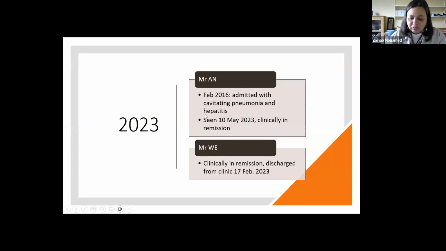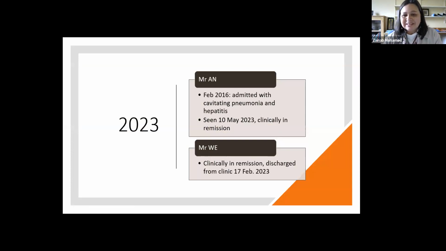The first patient, who was quite unwell initially, had issues of cavitating pneumonia and hepatitis. They thought it was drug-induced, but he also had alcohol. Anyway, he was more complicated, but he's well now. The second patient, who was only treated with etoposide and then CHOP, is still clinically in remission, and in fact, it's 10 years later, so I discharged him on the 17th of February.